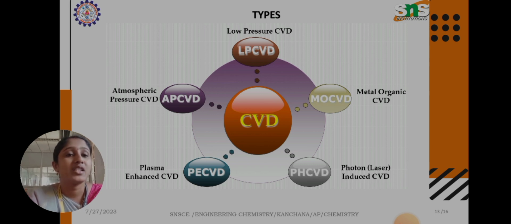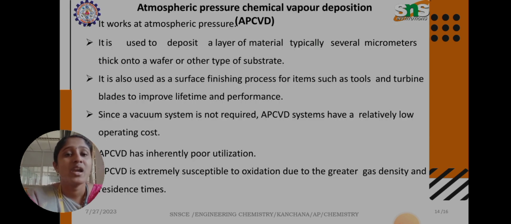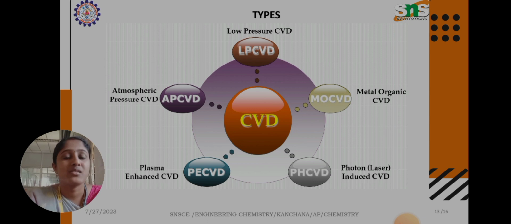There are five types of chemical vapor deposition. The first one is low pressure chemical vapor deposition, then metal organic chemical vapor deposition, photon induced chemical vapor deposition, plasma enhanced chemical vapor deposition, and atmospheric pressure chemical vapor deposition.